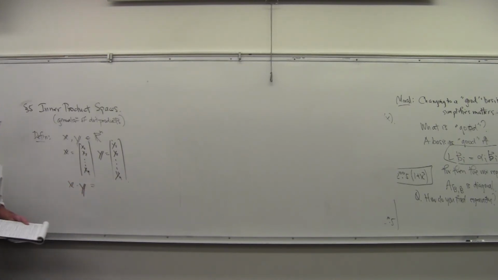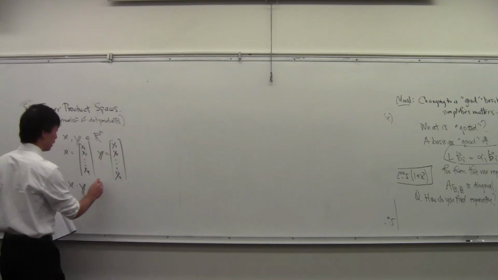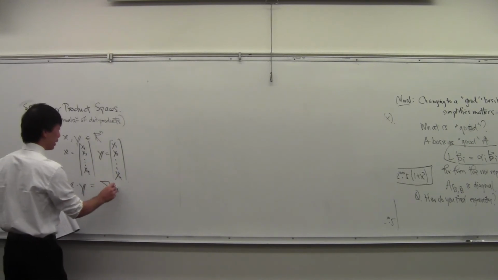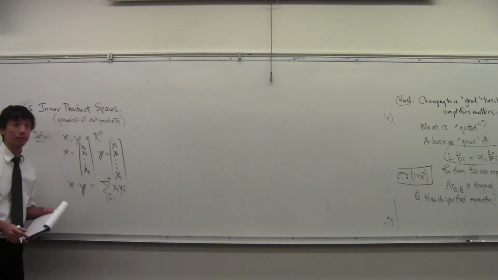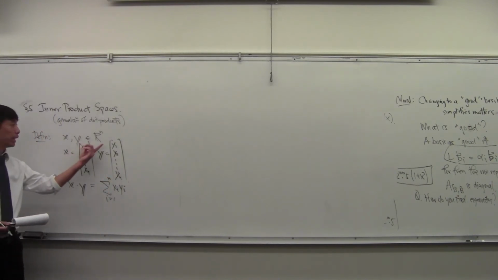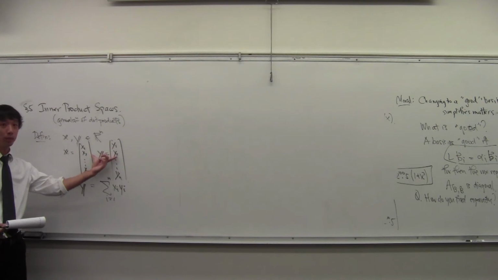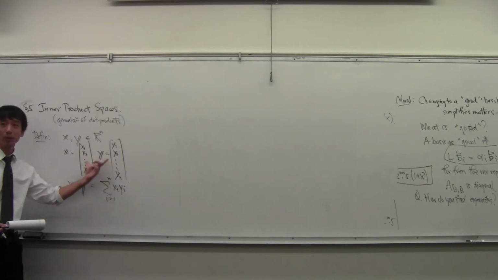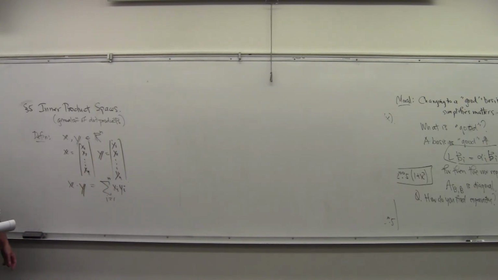The dot product is the sum of the products of the corresponding components. You take x1 times y1 plus x2 times y2 plus and so on. You add up all these things.